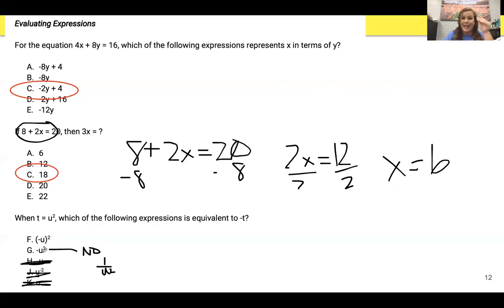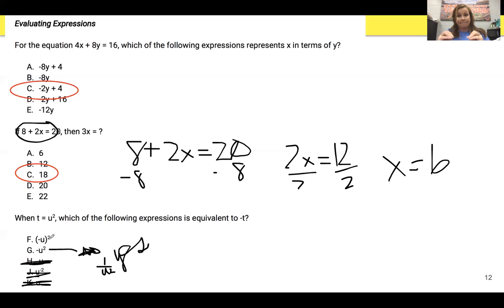Oh, sorry, it is. Oh, I just messed up. No, this one is the one that's going to be the answer. Should be yes. Told you I'm going to mess up one time. This one is not, because negative u times negative u is going to give you positive u squared.